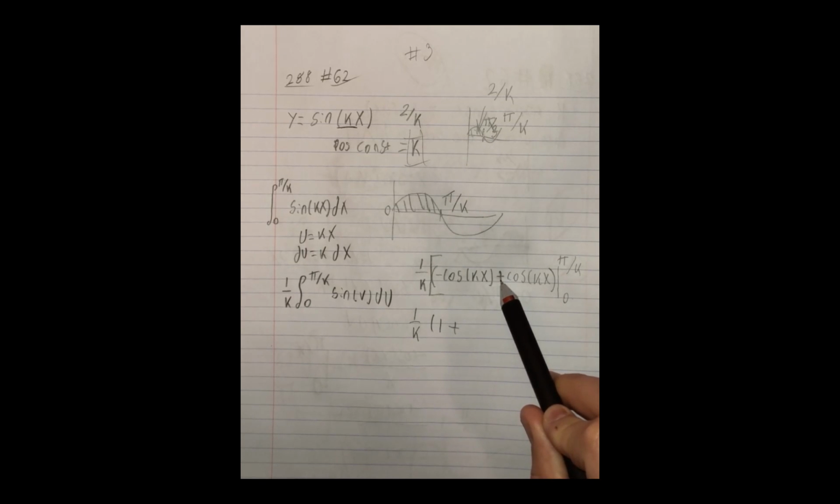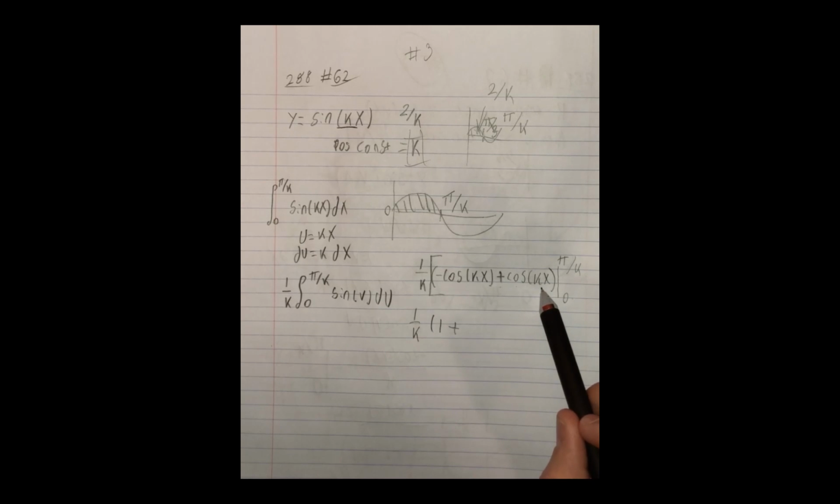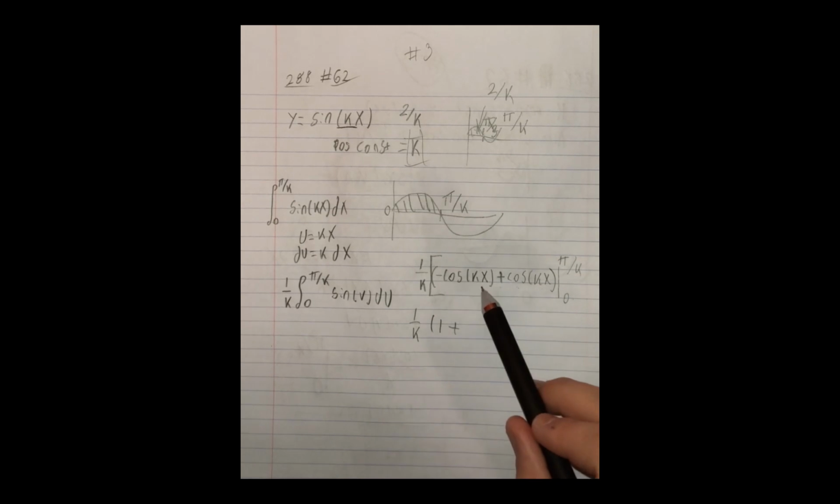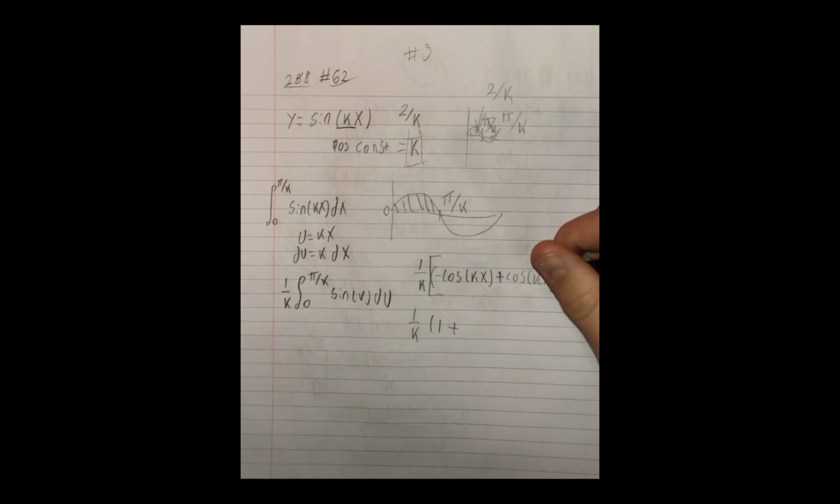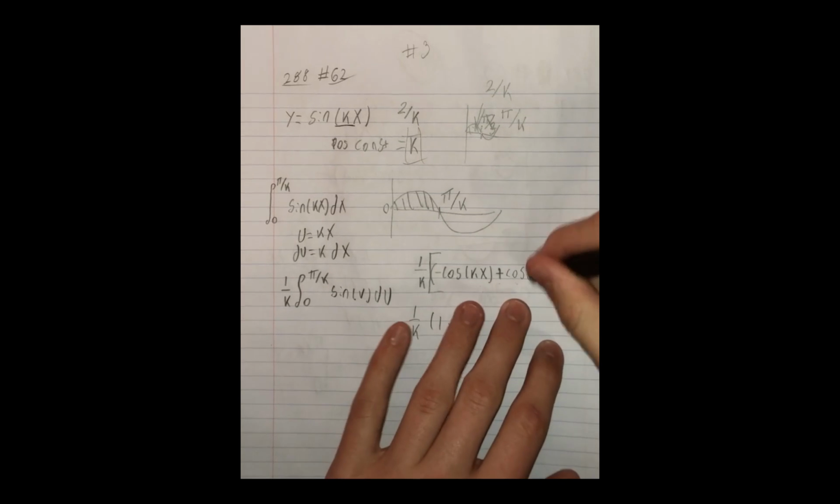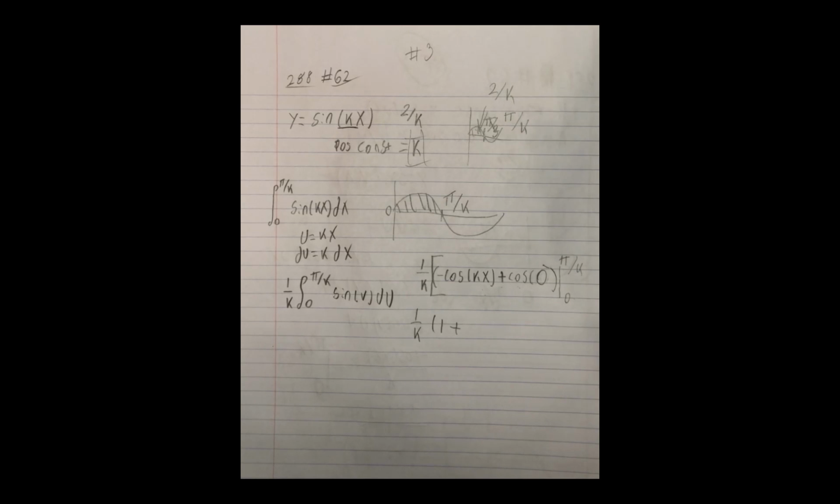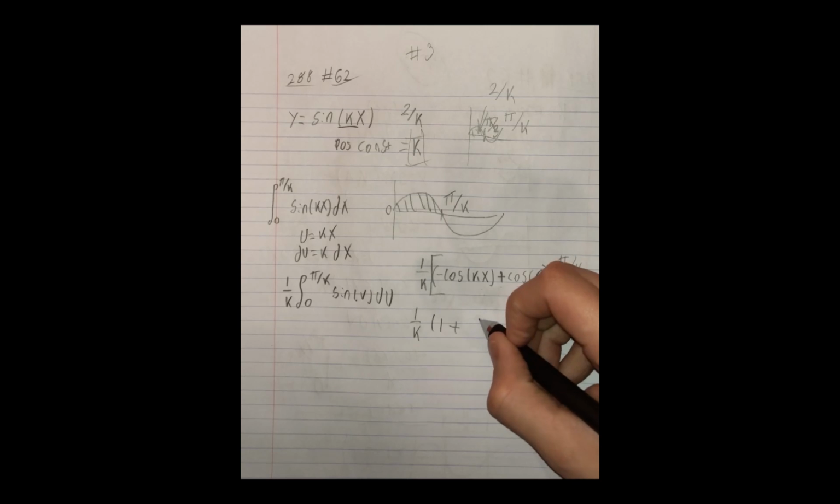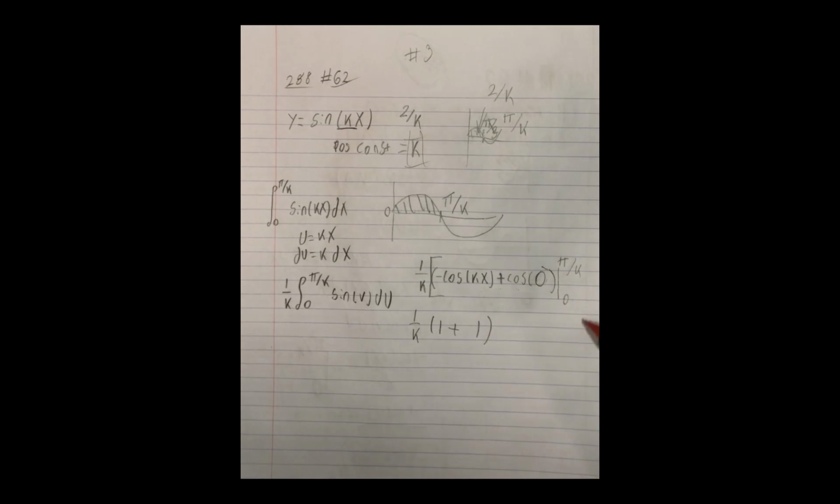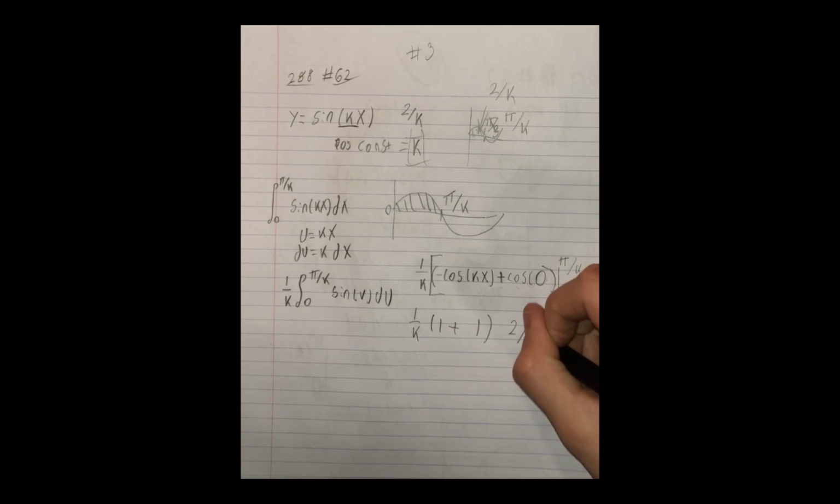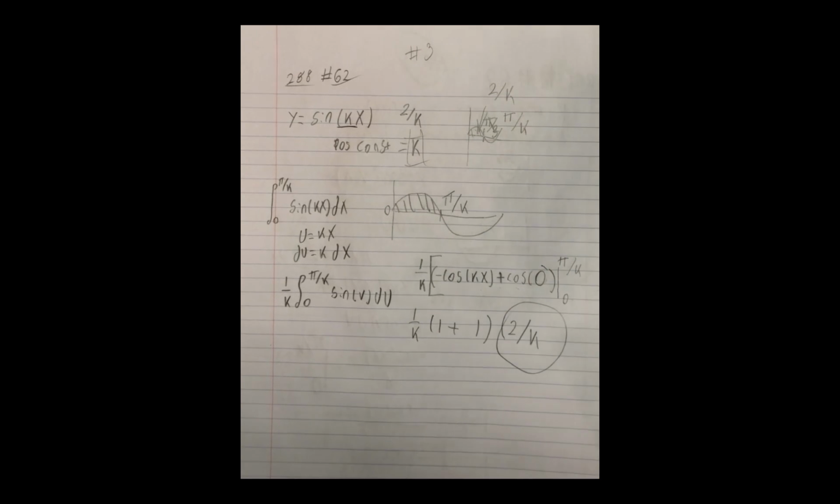Minus the upper, minus cosine kx. It's the upper minus the lower. That's what I've done. This has to be cosine of 0. My bad. Let me fix that real quick. Cosine of 0, silly me. So cosine of 0 is, of course, 1. And that's going to be plus 1. So this turns into 1 plus 1, which is, of course, 2. This turns into 2 over k. Just like that, you have derived your answer.